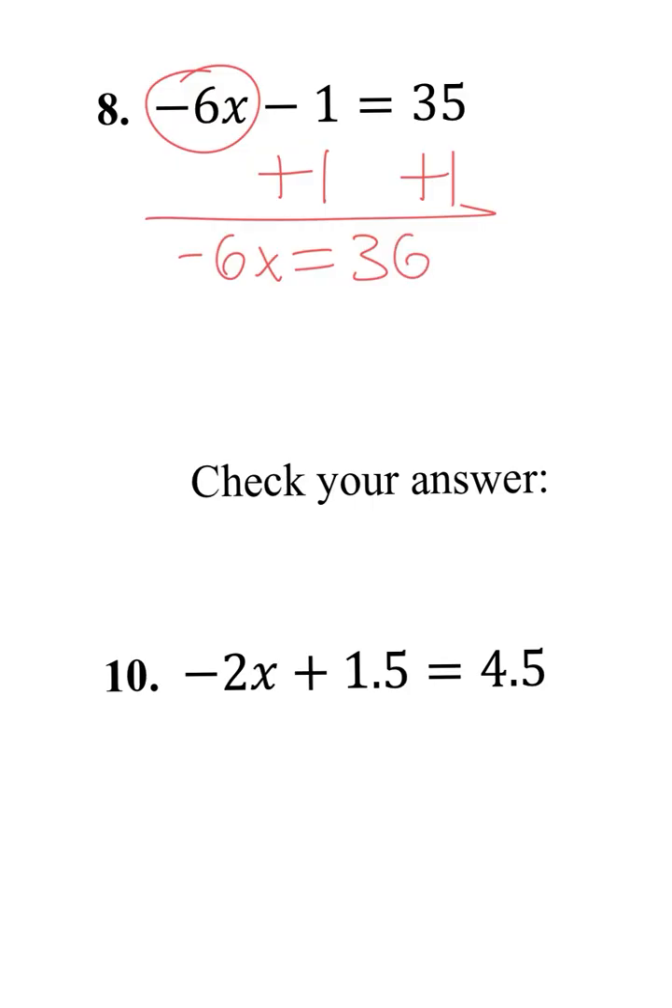And then at this point, I'm going to get rid of any multiplication or division. So the opposite of multiplying by negative 6 is dividing by negative 6. So multiplying by negative 6 divided by negative 6 cancels out. So x equals 36 divided by negative 6 is negative 6.